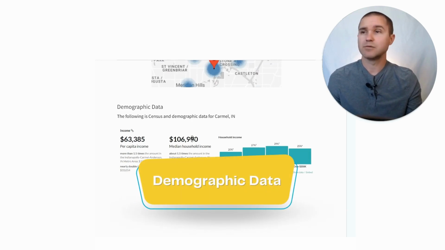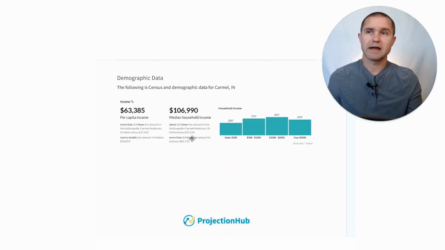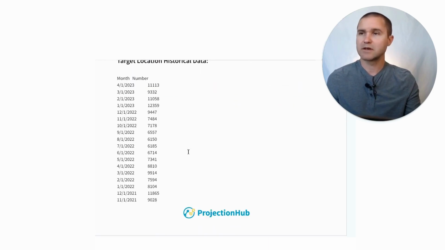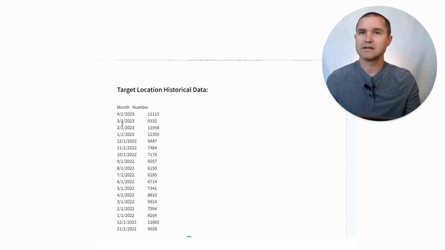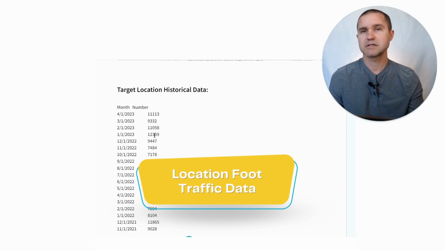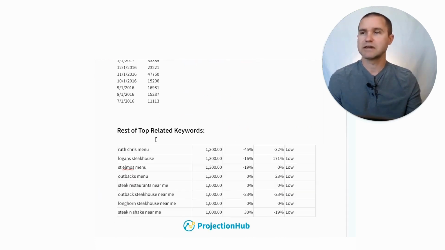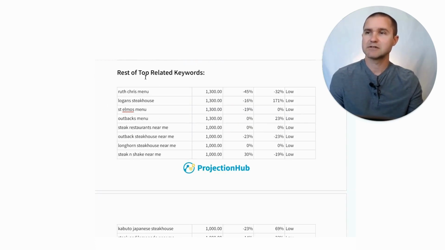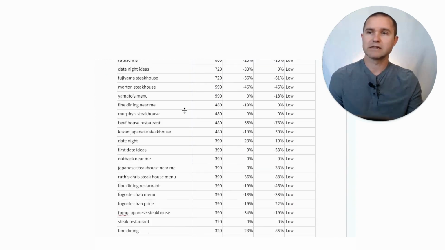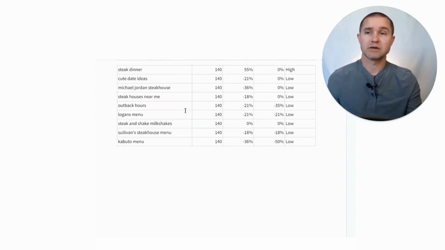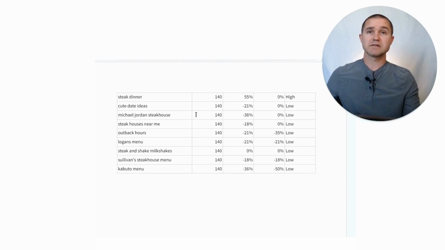Finally, demographic data can be useful for looking to open a high-end steakhouse. We want to know that we're in an area with high median household income that has disposable income to spend at a nice restaurant. So the last thing that we include here is just kind of a data dump of all the customer foot traffic for the target location dating back as far as we have it to 2016, as well as all the keywords that are related and would be relevant for you to potentially compete for here. So that is the market research report.